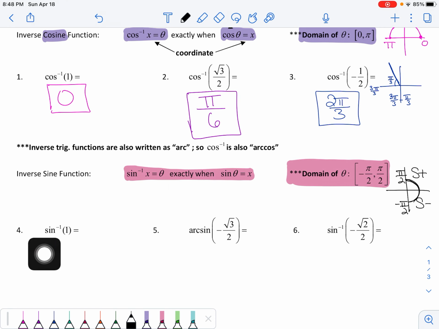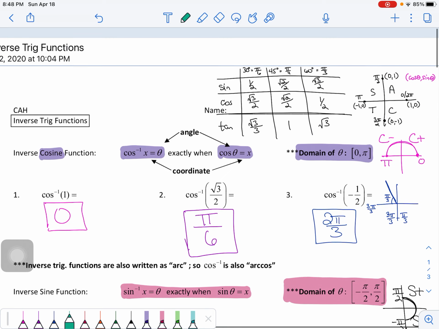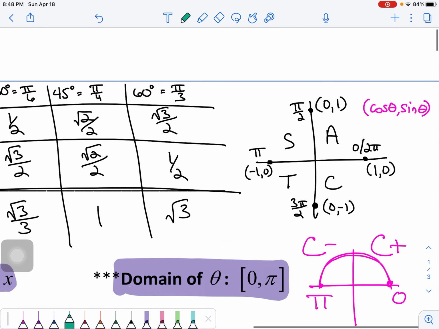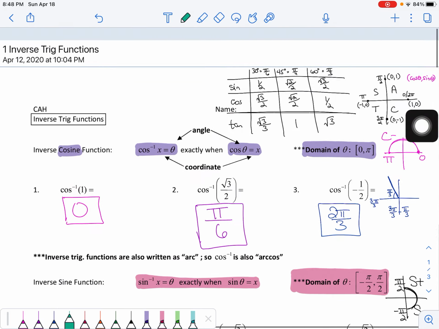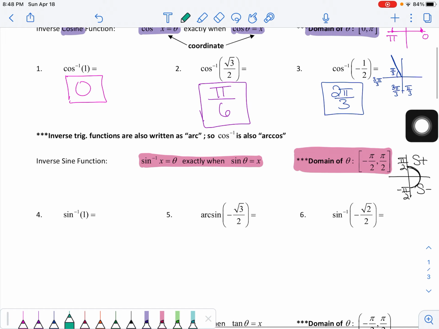All right, so when is sine equal to 1? I'm going to go ahead and slide up to my ASTC chart so I can see where that is. Remembering again that sine is my y value for all of these ordered pairs, there's one place where sine is equal to 1, and it's right here at pi over 2. So the inverse sine of 1 is pi over 2.